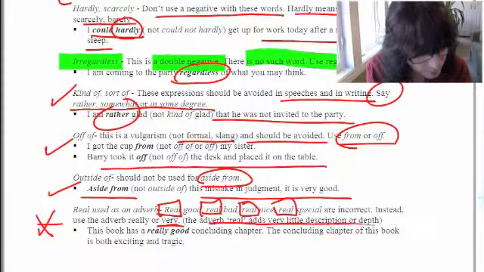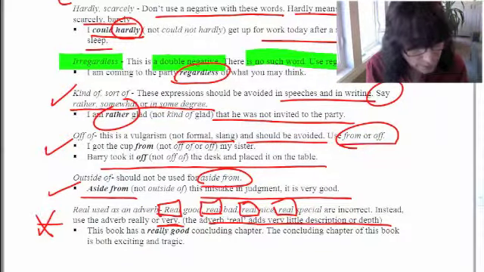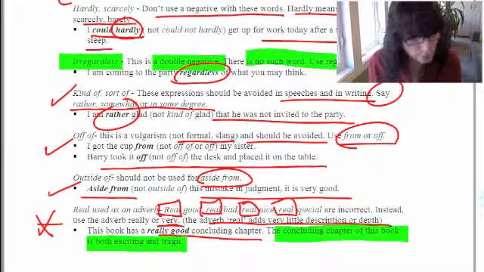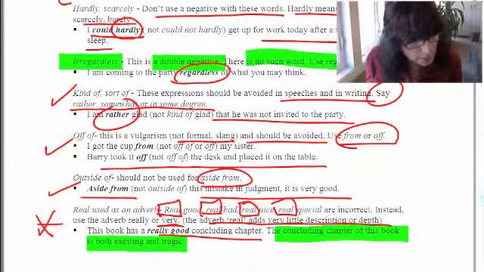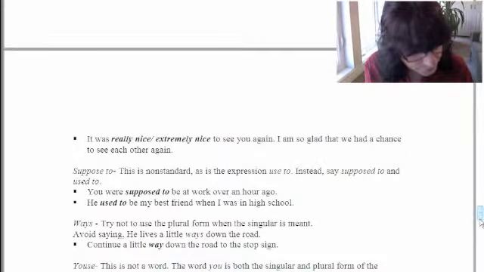So the adverb real doesn't add much description or depth. So I think instead of saying this book has a real good concluding chapter, which would be incorrect, you could say this book has a really good concluding chapter, or I think even more effective is this one. The concluding chapter of this book is both exciting and tragic. Give more depth to your writing and just say why it's a good chapter. So instead of saying it's really good, really is meaningless. How is it good? So it's a good concluding chapter because it's exciting, it's tragic, etc.